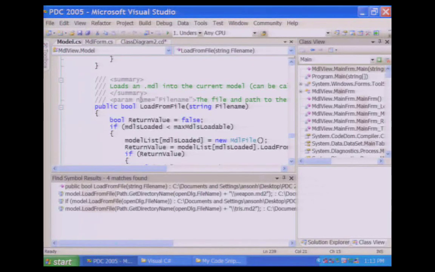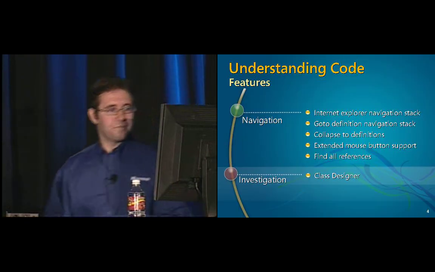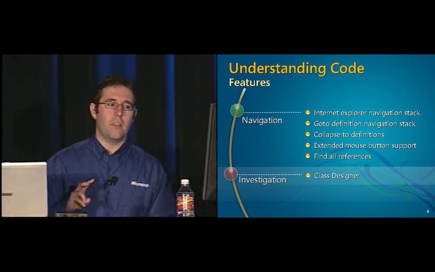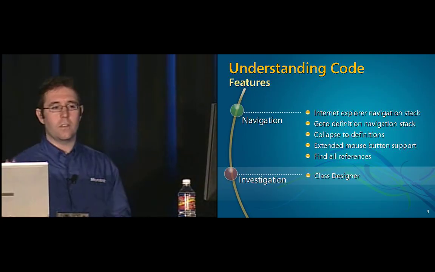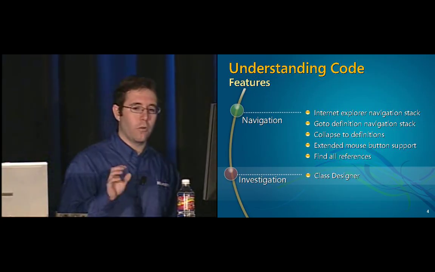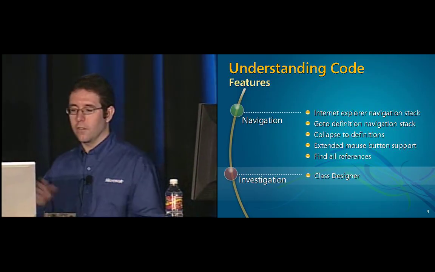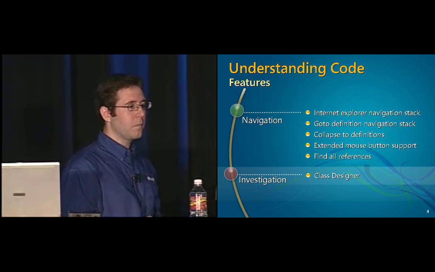Let's just go back to slides really briefly and review what we talked about. We talked a bunch about the navigation stuff: the two different types of navigation stacks, the one that's very similar to the Internet Explorer one, and then the one that's specific to go to definition. That's the one that's the Control asterisk and Control ampersand. We talked about collapse to definitions. That's the Control M, Control O, and the toggle, which is Control M, Control M.